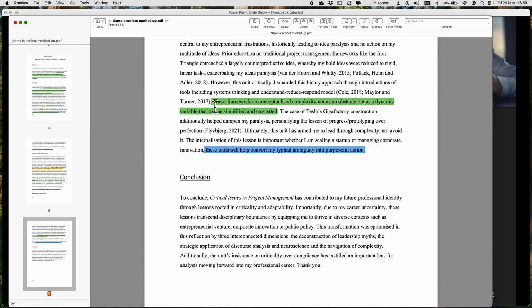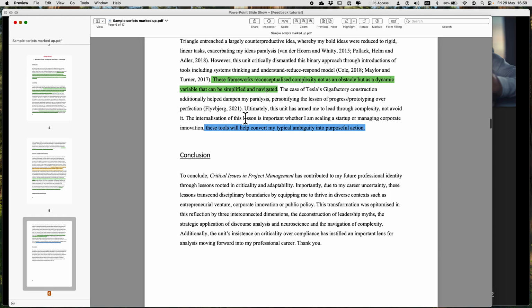And here we have these frameworks reconceptualize complexity not as an obstacle but as a dynamic variable. So again, they picked up on that idea and demonstrated an integral, holistic approach, which contrasts somewhat with the previous sample, which stayed fairly high level, almost one-dimensional in some respects. But finally, as they're winding up, they end this paragraph with "these tools will help convert my typical ambiguity into purposeful action." And here I wanted them to show that.